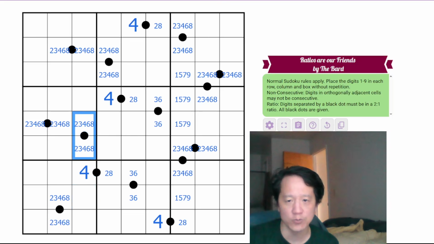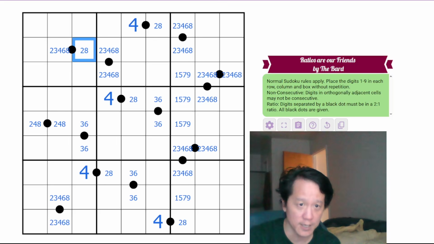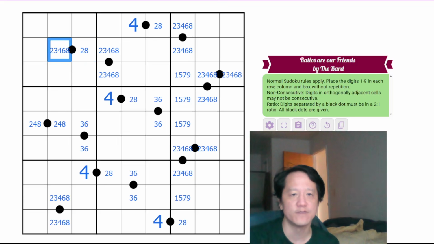This can't be 4 with a 1 to 2 ratio with 2 and 8. So it has to be 3 and 6, which means this can't be 3 and 6. 4 can't be here. It can't be 3 and 6 because of the 3, 6 pair in the column. So it's 2 and 8 again, which leaves this as a 4.